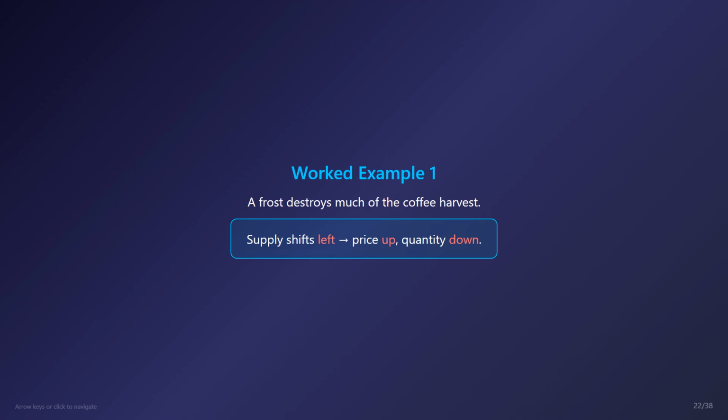A frost destroys much of the coffee harvest. Which curve, which way? Supply shifts left. So the price rises and the quantity falls. That's the supply left case.